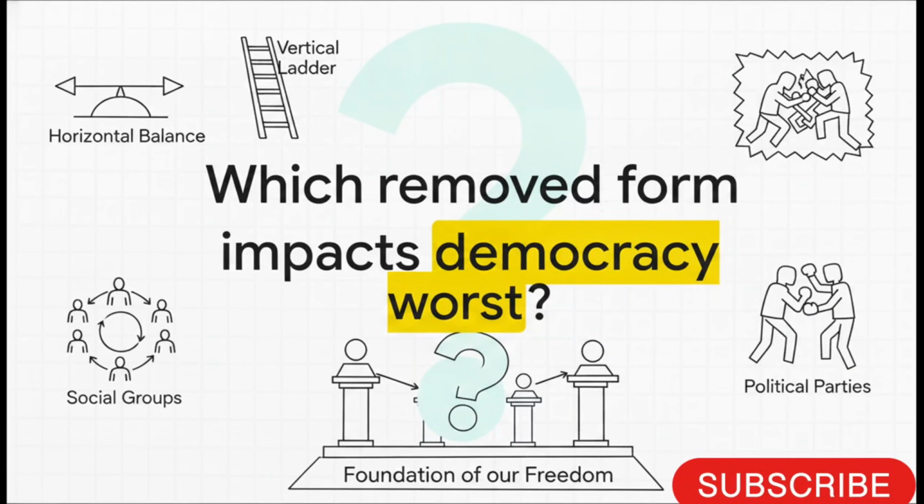Now I want to leave you with a mystery to ponder. If just one of these four forms of power sharing was entirely removed, which missing pillar do you think would cause the whole structure of democracy to collapse the fastest? Seriously, think deeply about that one, because these four concepts aren't just textbook ideas. They are the literal foundation of our freedom.